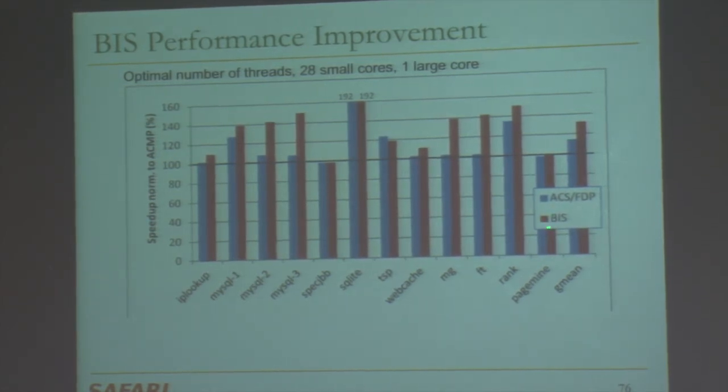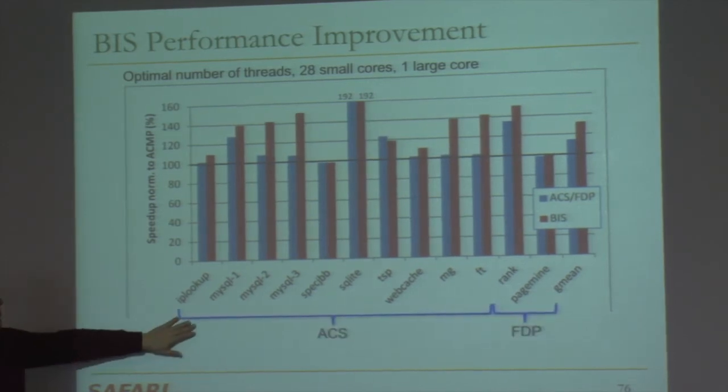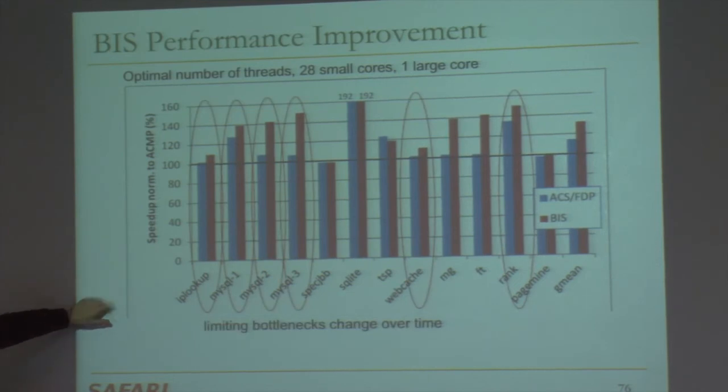This is the performance benefit of BIS, bottleneck identification and scheduling. So you get significant performance benefit on top of ACS. And this is with, again, 32 small core equivalent area. Does that make sense? So you get performance benefit, basically. And before, you could only apply ACS over here and FTP over here, but you could apply this general bottleneck acceleration mechanism to all of the workloads.